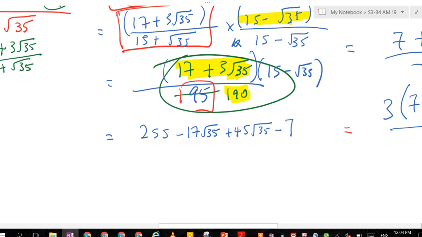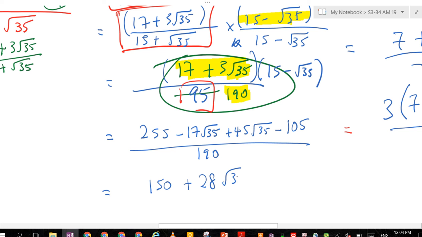What is 35 times 3? Thank you. 105. After this, I need to work out number with number, right? So 255 minus 105, what do I get? 150. Then plus, what is negative 17 plus 45? 28. Then what do I do? I factorize the common number. And that number is 2. And that's why I get the final answer.